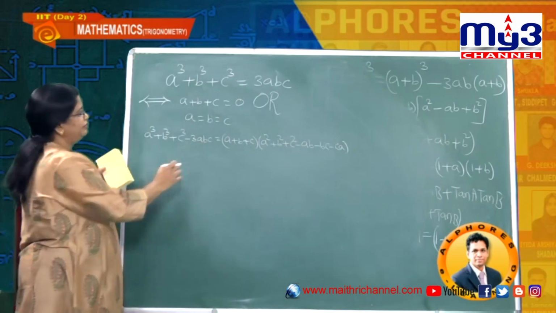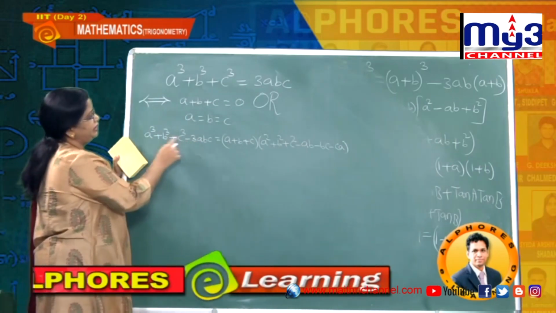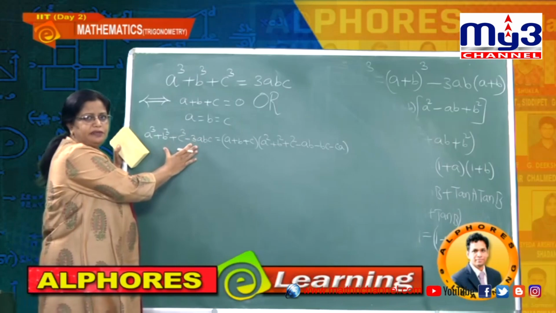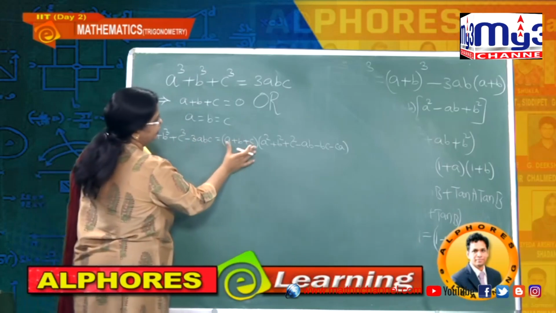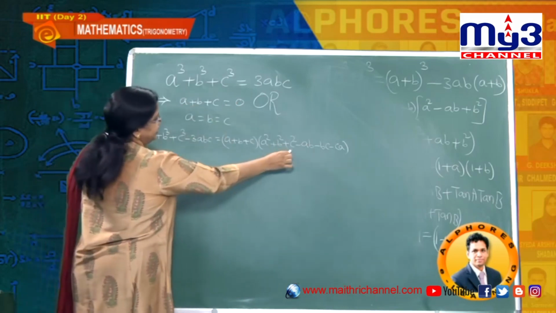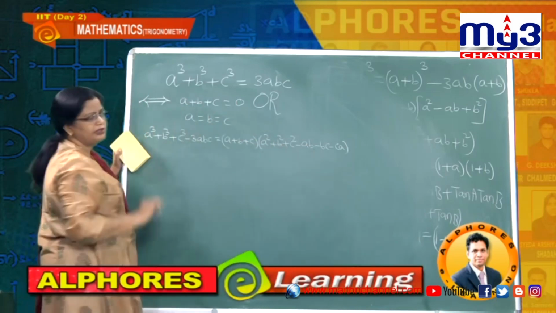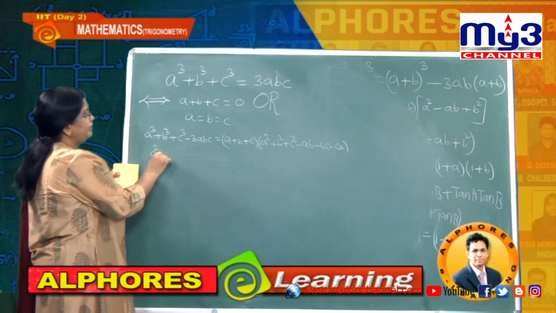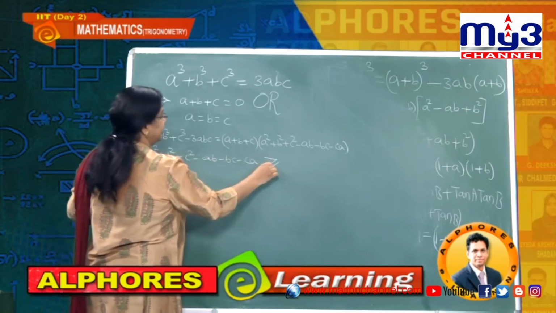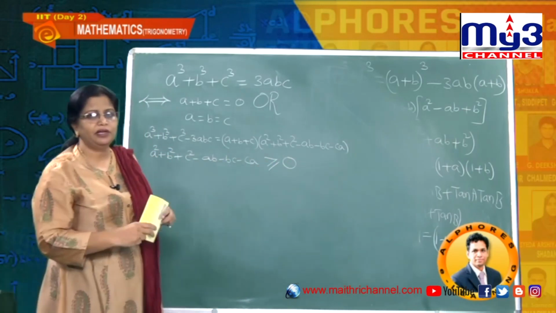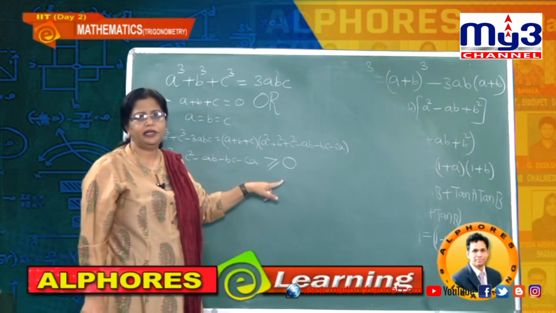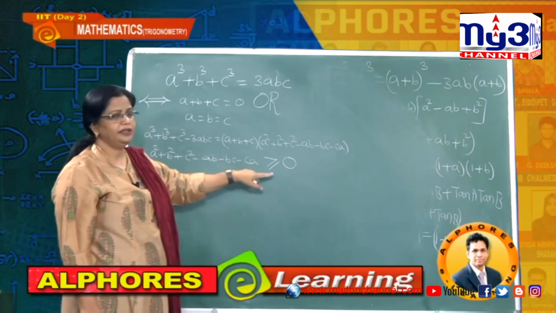Now you observe, from this formula, if this value is equal to 0, that means a cube plus b cube plus c cube equal to 3abc. If this value is 0, either this is 0 or this factor is 0. That implies a plus b plus c is 0, or this value is 0 only when the three terms are equal. That means a square plus b square plus c square minus ab minus bc minus ca is always greater than or equal to 0. Always, what is the meaning? Not yesterday, today, tomorrow. Always means for every real number. For every real number a, b, c, this is true.